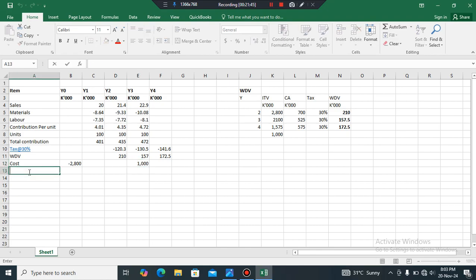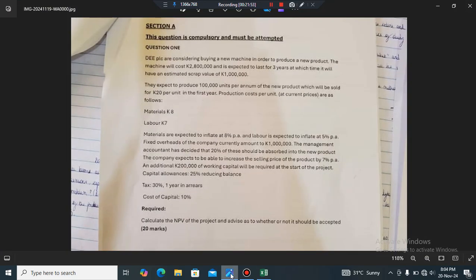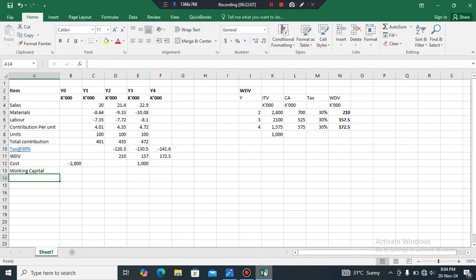Then the other thing that we have is working capital, right? We also include the working capital. So this working capital, usually you follow what the question has been told. So here we've been told an additional working capital of 200,000 will be required at the start of the project. When does the project start? The project starts in year number 1. So we say working capital. Working capital is supposed to be a cash outflow. We're buying working capital, and then in the final year, when the project comes to a close, this amount is supposed to be recovered, right?